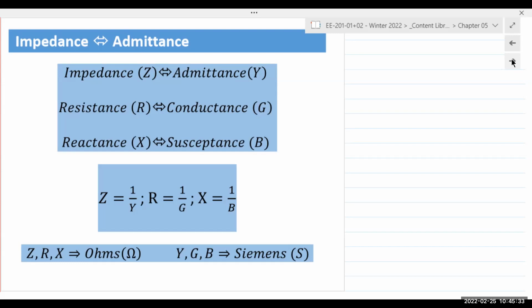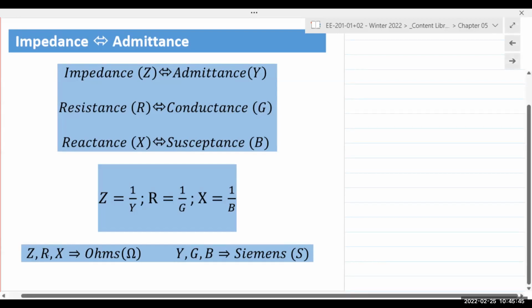Similarly, reactance and impedance also have reciprocals. They are termed as susceptance and admittance. So Y, G, and B. The units for impedance, resistance, and reactance is ohms.